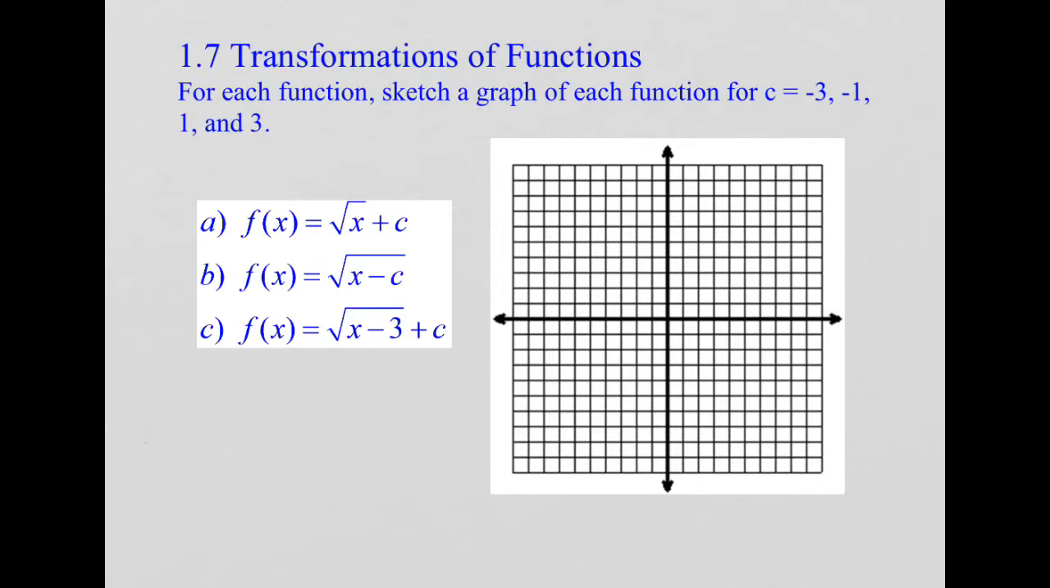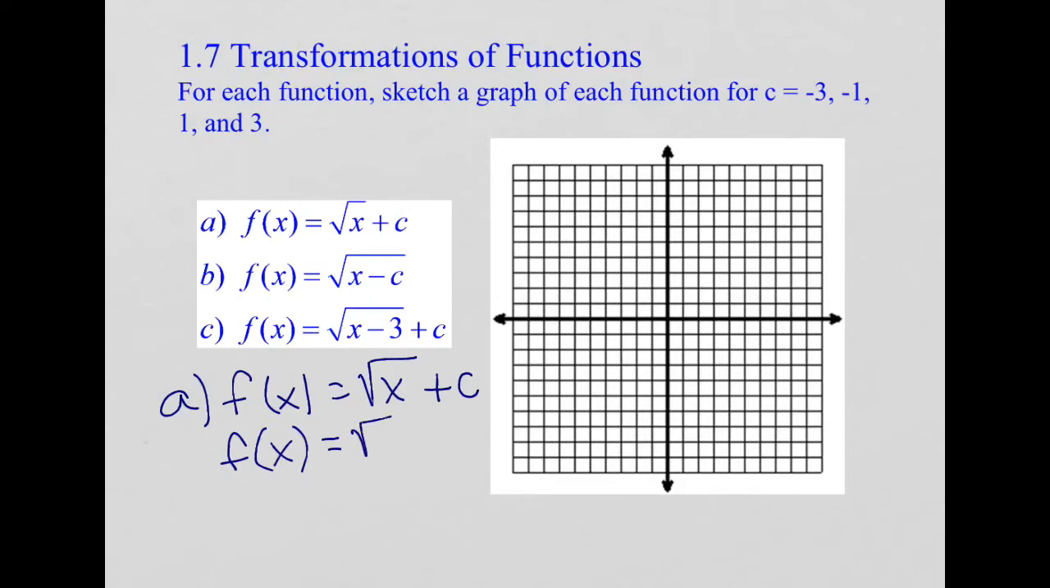So for function a, f of x equals the square root of x plus c, I'm going to replace c with -3, and then I'm going to replace c with +3. So I have the two functions, f of x equals the square root of x minus 3, and f of x equals the square root of x plus 3. And I'm going to show that with our graphs, we're going to see that there is a vertical shift.